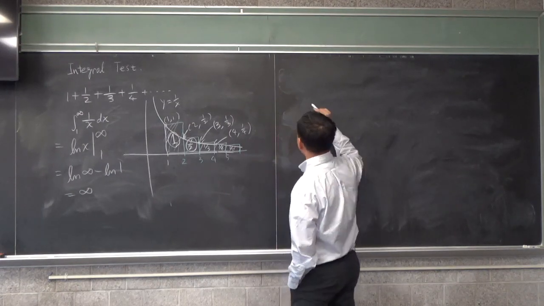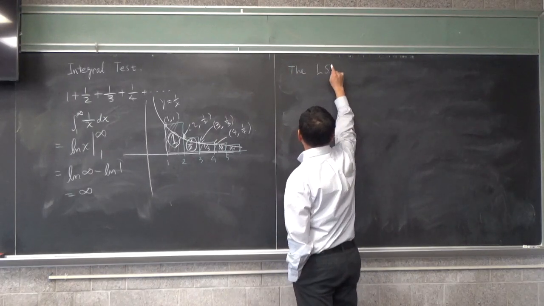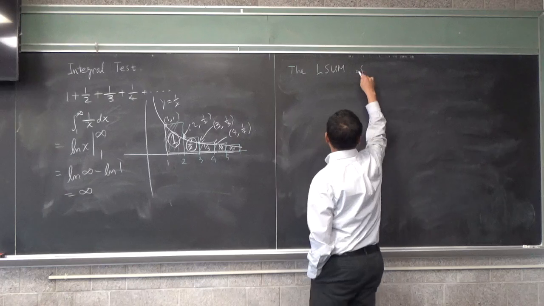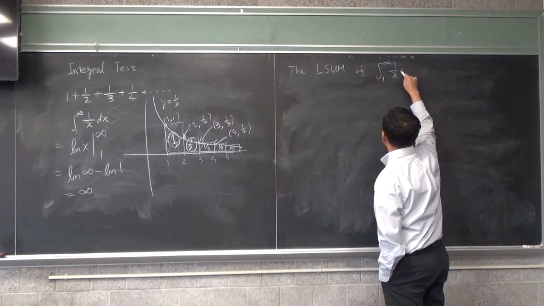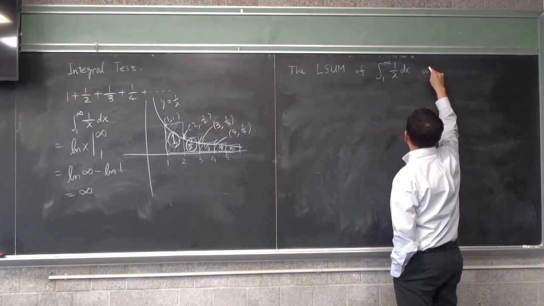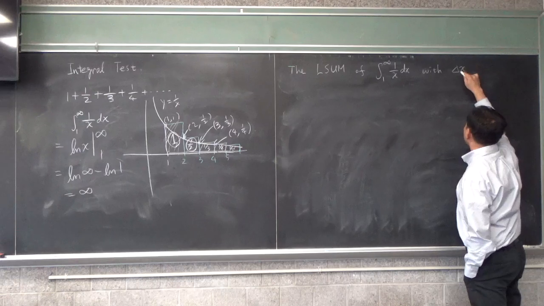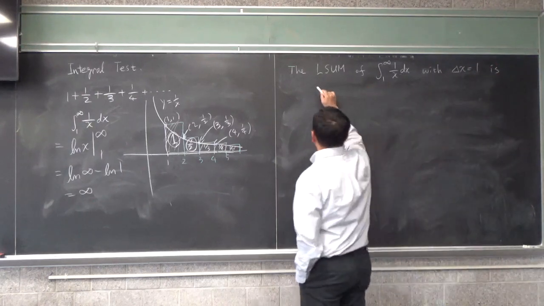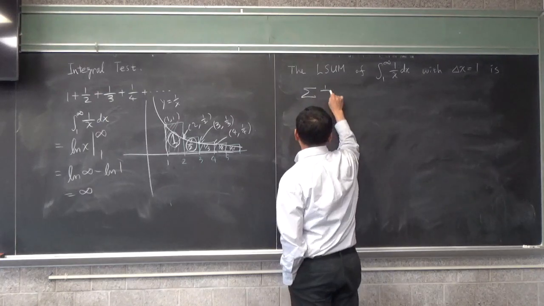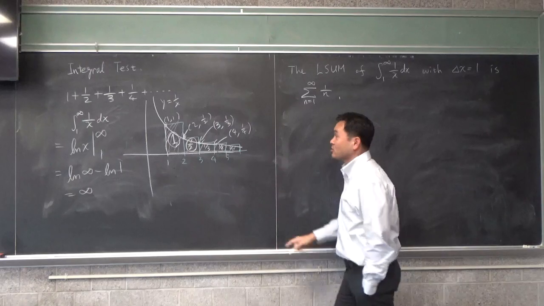So here's the statement. The L sum, the left sum of the integral from 1 through infinity of 1 over x dx with delta x equal to 1, is the summation of 1 over n from 1 through infinity. It's this sum. Okay.